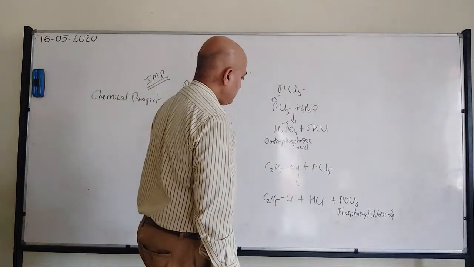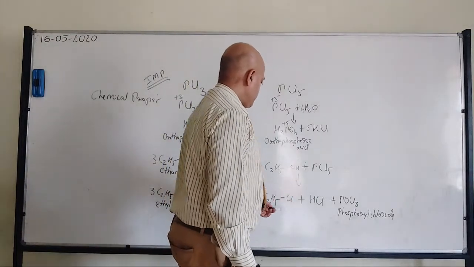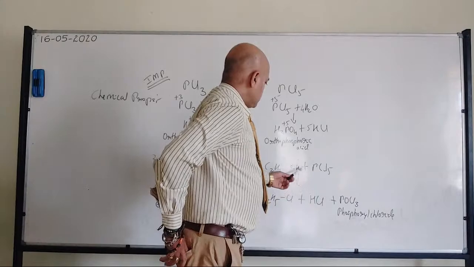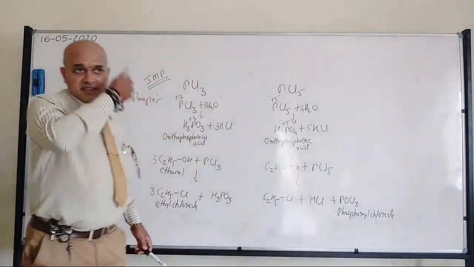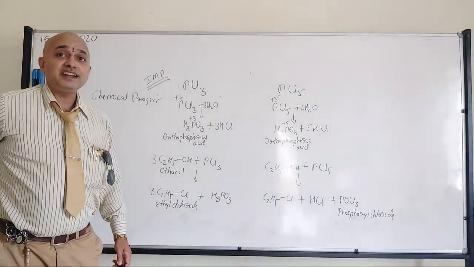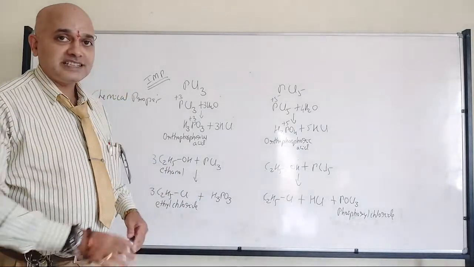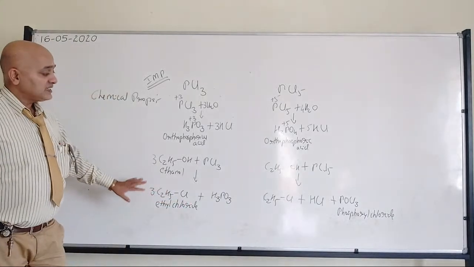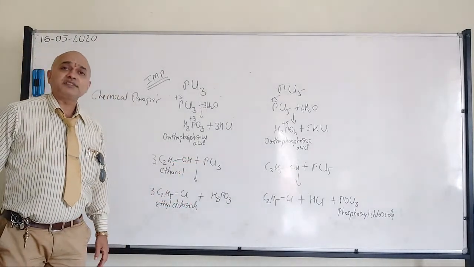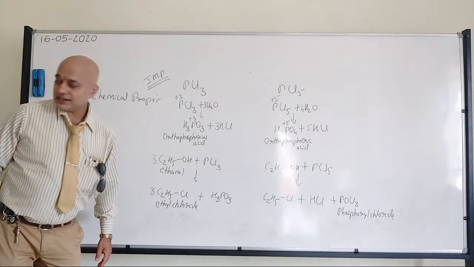This side we will see: chlorine, phosphorus. Okay, with PCl5 it is student friendly. Why? Already it is balanced. Why give trouble to students? That's why it is balanced. Fine? So that's where we have the difference. All of you have understood?